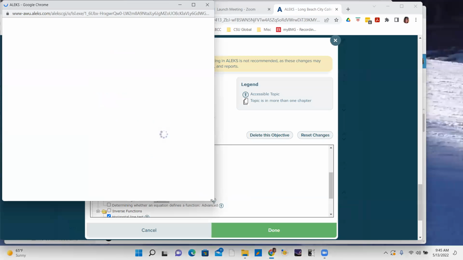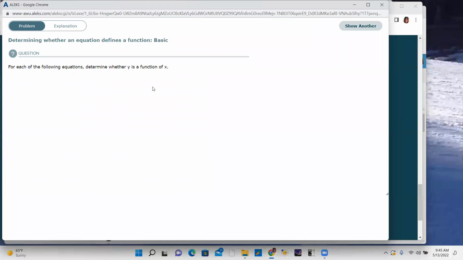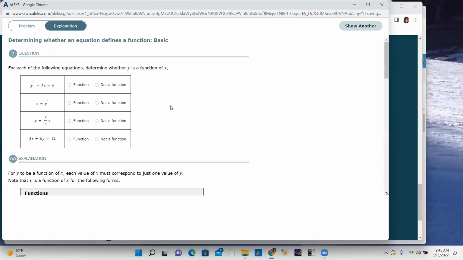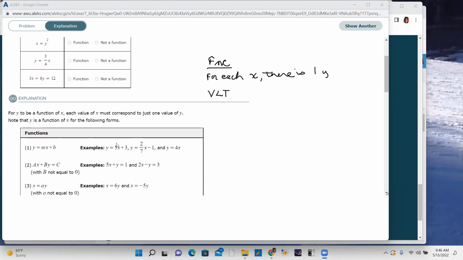Okay. For each of the following equations, determine whether y is a function of x. And so remember, for a function, we learned that for each x, there is exactly one y. And we also saw the vertical line test. If you graph the function, any vertical line will only cross once.